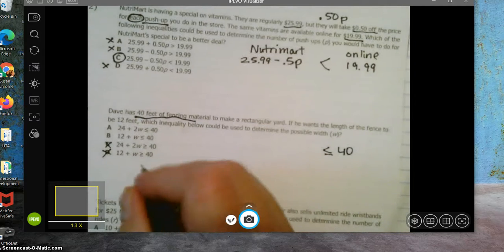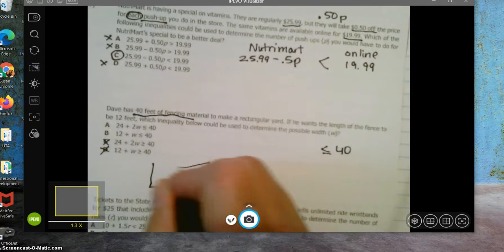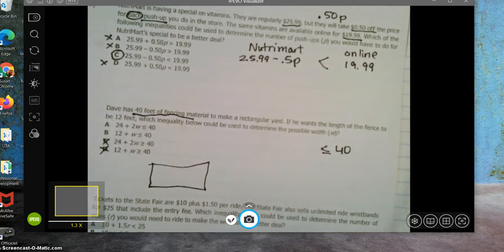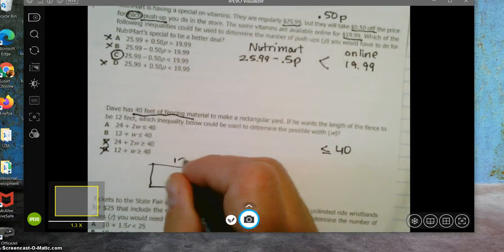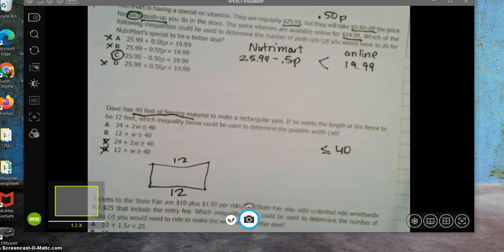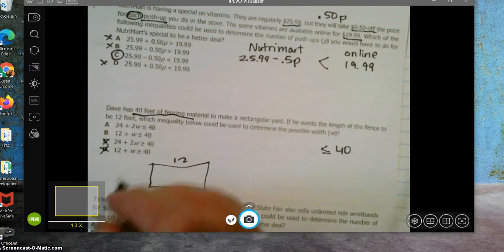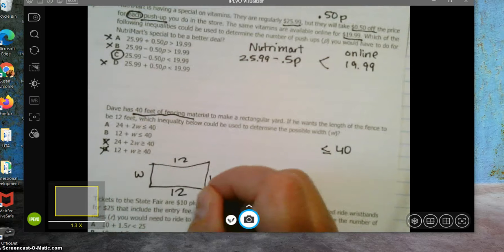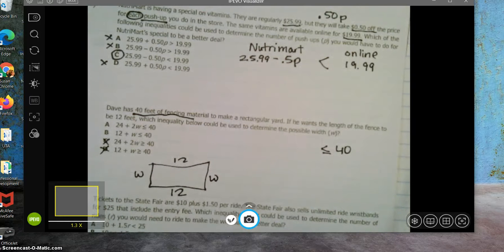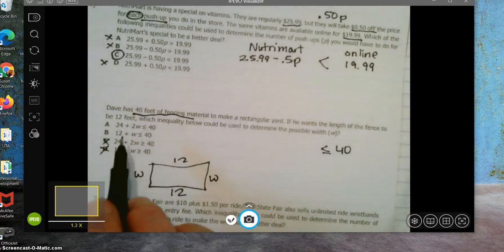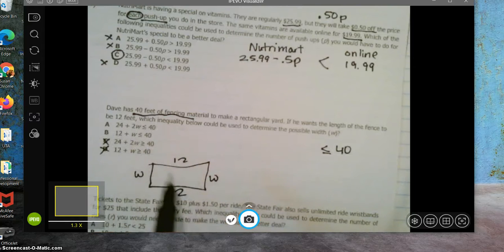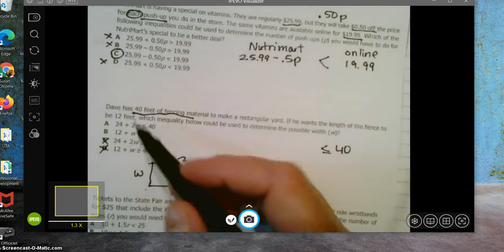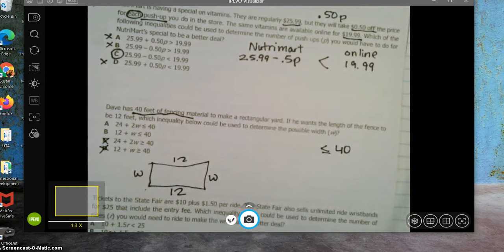Now the one thing that I'm going to do is draw a little picture here. I have my rectangle, and what I know is that the length is 12, right? And I don't know the width, right? So I put W. Okay? So I want you to think about this a second. Because we're doing the perimeter, that means I have to add all the sides, okay? Which one of these two shows adding all the sides for perimeter?